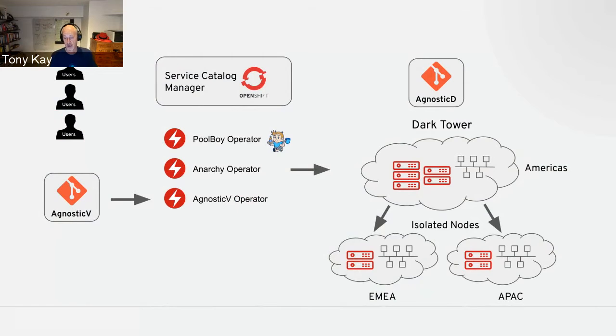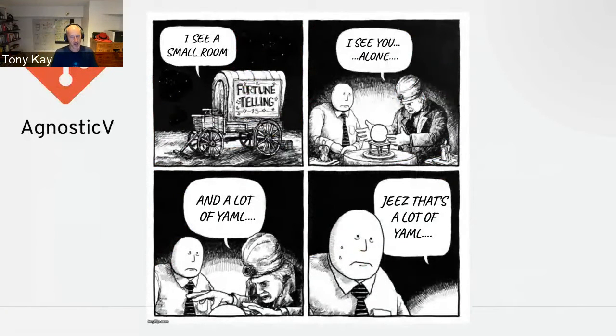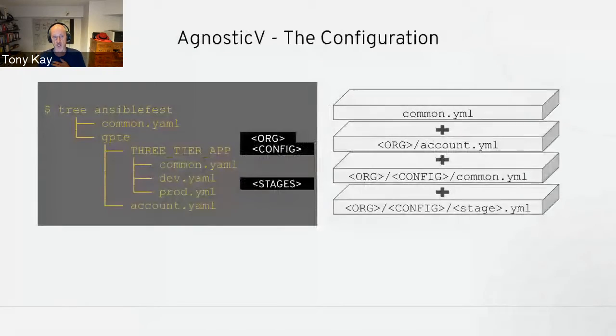And Agnostic V is variables. Variables upon variables upon variables. And they're very separated, so we can do dev, test, and production. So Guillaume's Agnostic V, it's a lot of YAML. I mean, this is Guillaume. He lives in a world of YAML. To be honest, he doesn't, because what happens is he's created the architecture and an operator, and we modify the YAML.